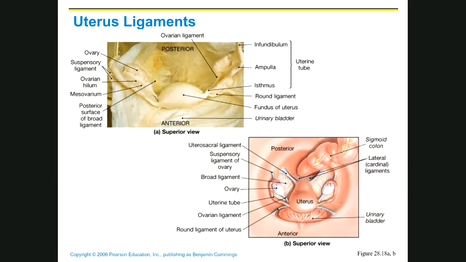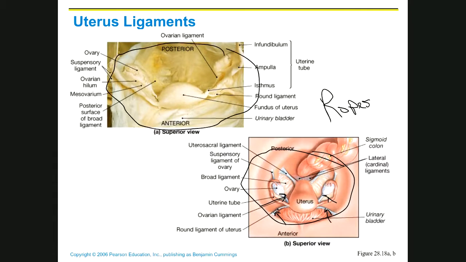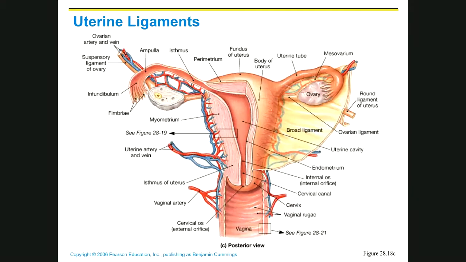So here's what those ligaments look like. Remember, ligaments are dense, regular connective tissue. They're like ropes. And so these are ropes holding the uterus in place. Here's what it really looks like. Make sense? Any questions? So here's those ligaments. Broad ligament, mesometrium. I don't see the others, but anyway, the ligaments. So they're going to hold this uterus in place.